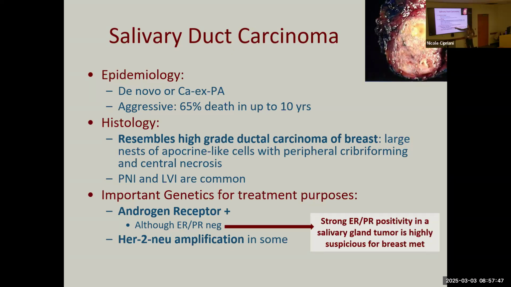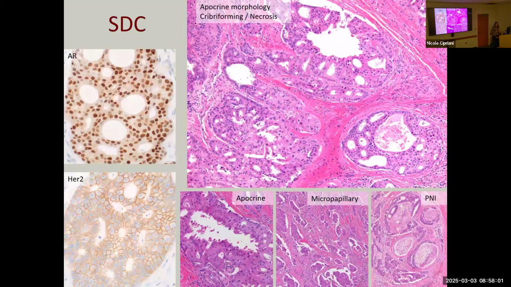This has androgen receptor and HER2 positivity, but not ER/PR. So if you have diffuse strong ER/PR in a salivary gland tumor, this is a metastasis. It just is. No salivary tumor should have high ER/PR, but it can have high androgen and high HER2. And they can treat this, right? They can treat this with Herceptin, they can treat this with androgen antagonists.